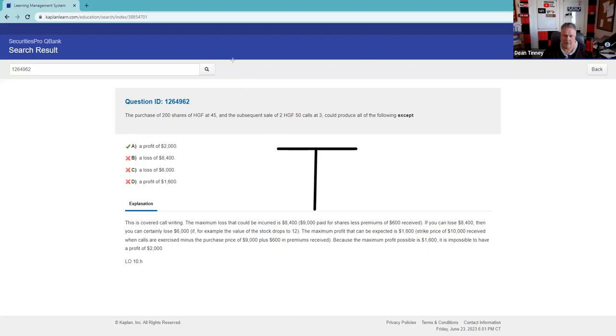So now what I'm going to do here is plug this in. You can do it any way you want. I like to do it on a per share basis. So I'm out 45 for the stock. I brought in 3 points for the call. This one has a lot going on, so I'm putting that there to remind myself that would be the offset. If I get exercised, I get this thing called away from me, so I'll put a little arrow there.